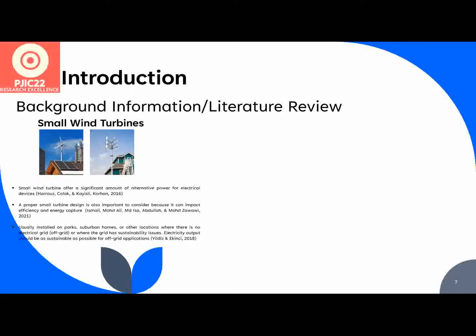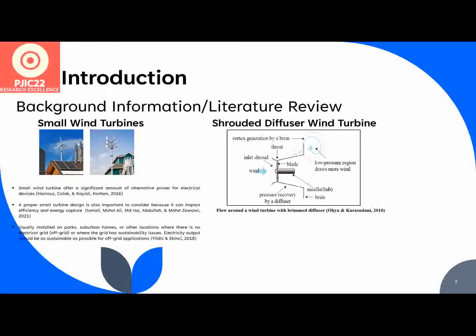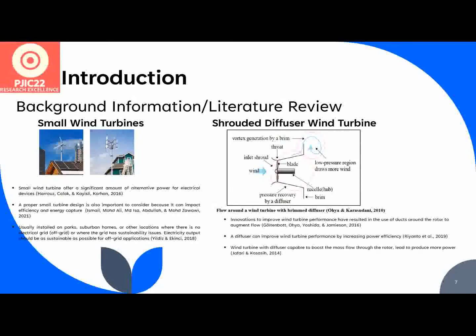Next, the background information or literature review for shrouded diffuser wind turbine: innovations to improve wind turbine performance have resulted in the use of ducts around the rotor to augment flow. A diffuser can improve wind turbine performance by increasing power efficiency, and a wind turbine with a diffuser is capable of boosting the mass flow rate through the rotor, leading to more power produced.